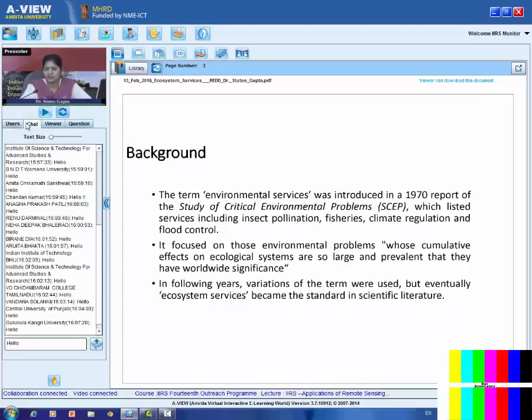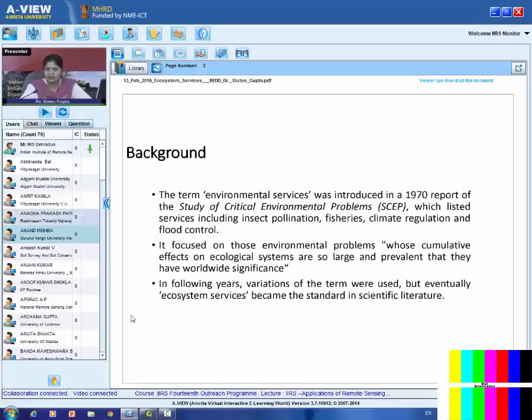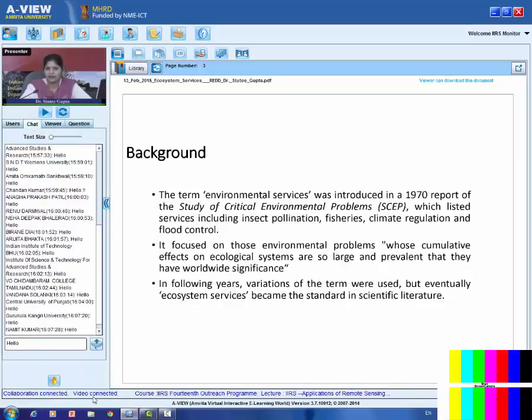This was introduced in 1970 and it was a result of the report on the Study of Critical Environmental Problems, SCEP as it was called, and it listed services including insect pollination, fisheries, climate regulation and flood control. This report focused on those inherent problems whose cumulative effects on ecological systems are so large and prevalent that they have worldwide significance.